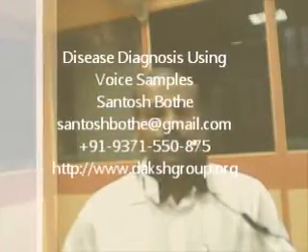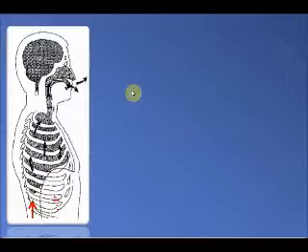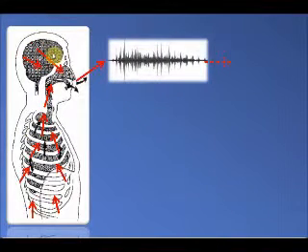We are working on a project called Disease Diagnosis using audio samples. The proposed layout of the system is something like this. The left-hand side picture indicates that when we speak, each and every organ plays its own role while speaking. That reflects the status of those organs which are contributing to the production of that voice.